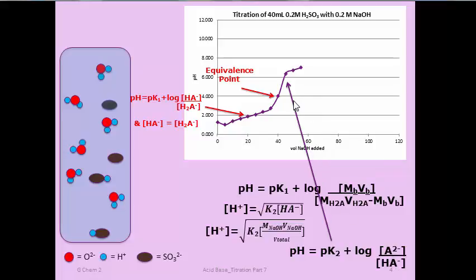And away you go. Same thing happens. You get into that middle of the buffer zone. These concentrations of A2 and HA are equal. At that point, the pK2 equals the pH. If you were doing this, actually graphing this, you could go to the middle of the buffer zone and approximate what the pK2 is. So you keep working on that.